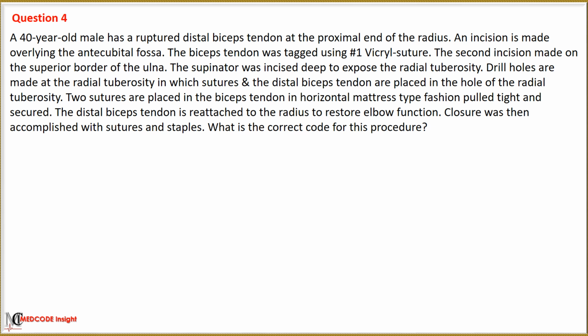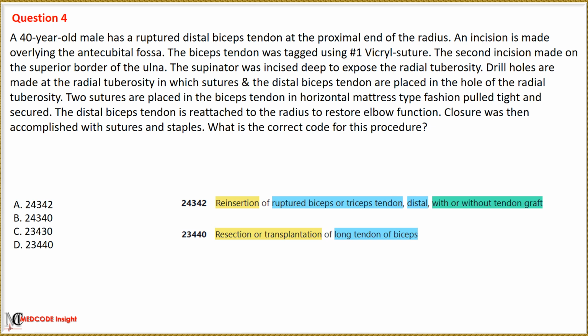What is the correct code for this procedure? Option A with code 24342, option B with code 24340, option C with code 23430, option D with code 23440. In the given scenario, suturing was done for a ruptured distal bicep tendon at the proximal end of the radius. The medical term tenodesis is used for suturing the end of the tendon to a bone.